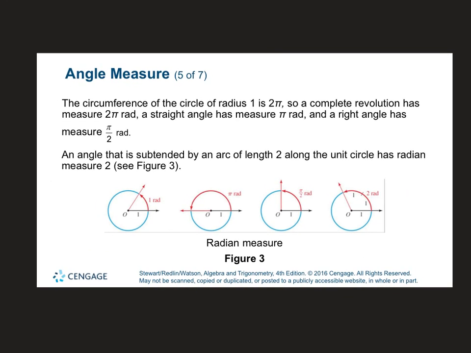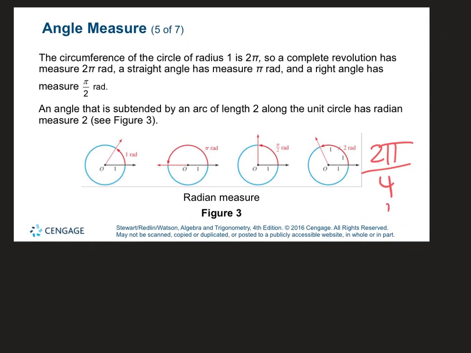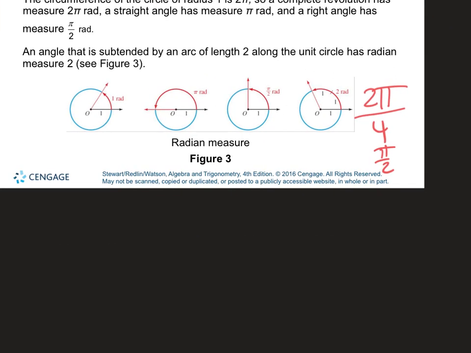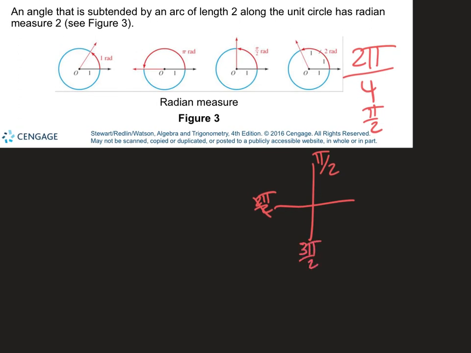When we talk about radian measures, this is how we get the 0, the 2 pi, the pi over 2, that sort of a thing. If I took a whole circle, which is 2 pi, and cut it into fourths, each one is a measure of pi over 2. So this is 1 pi over 2. If I had 2 pi over 2, what does that become? Just pi. Here's 3 pi over 2, and here's 4 pi over 2, which becomes 2 pi. So that's where that comes from.